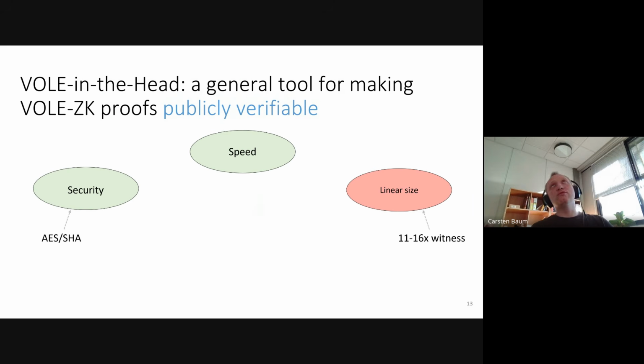For mod 2, for binary circuits, you pay 11 to 16 times the witness size. However, you can compress multiplications again, so it's not actually what you pay. But the cool thing is the way it's set up is that we only use AES and SHA in order to build these VOLEs, to generate these VOLE correlations and do the whole proof, which then makes the implementation quite efficient.